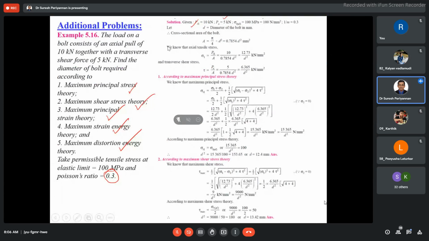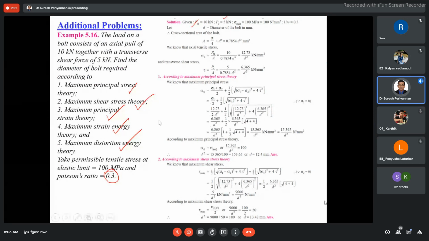In the last class we discussed the load on a bolt consisting of an axial pull of 10 kilonewton together with a transverse shear load of 5 kilonewton. Find the diameter of the bolt based on all the theories: maximum principal stress theory, maximum shear stress theory, maximum principal strain theory, maximum strain energy theory, and maximum distortion energy theory.